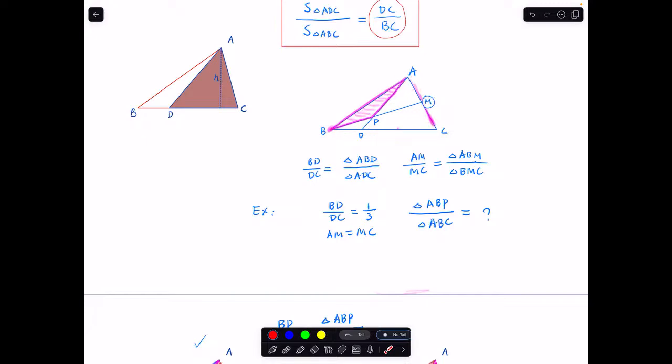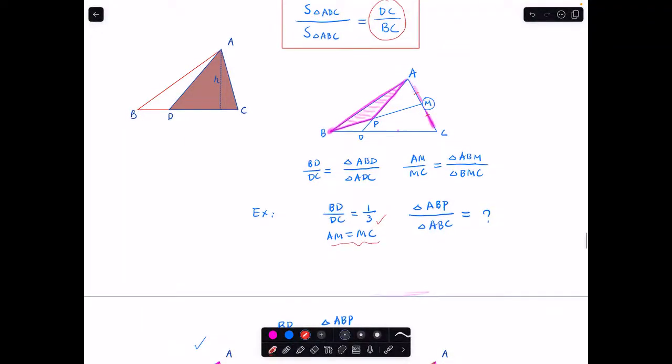Similarly, in this BD over DC, we have this ratio of ABD's left-hand side versus the right-hand side. Now, what about this shaded triangle here, the shaded area? So if we're given that BD is 1/3 of DC, and we're given that AM equals MC, this is the midpoint. Now, what is the ratio of the shaded area over the big triangle, all right?